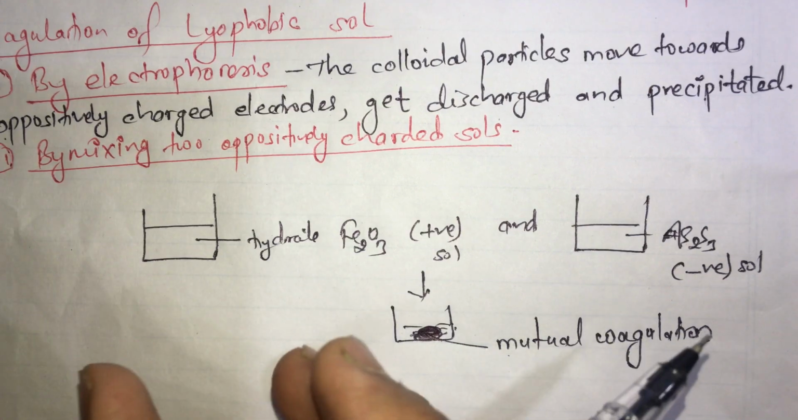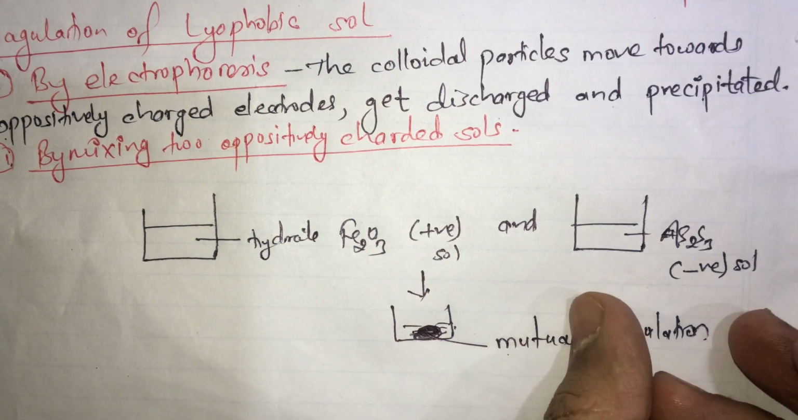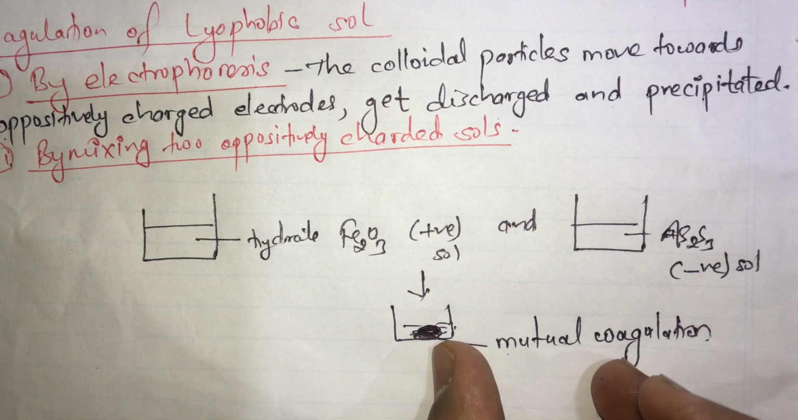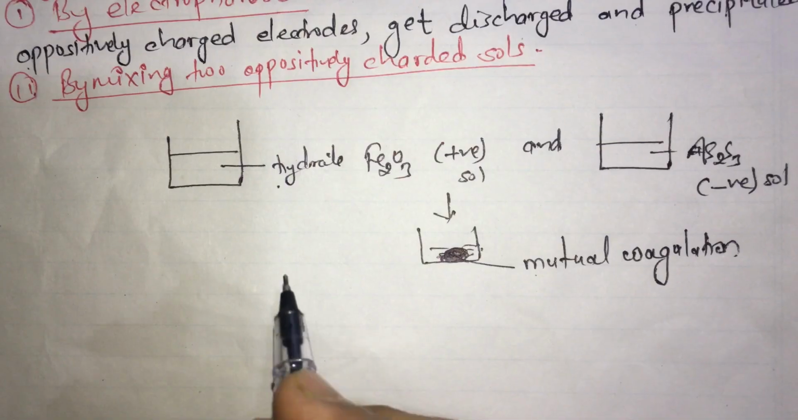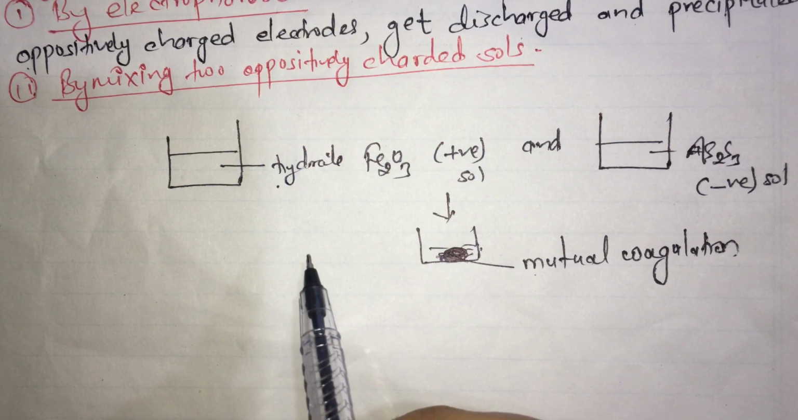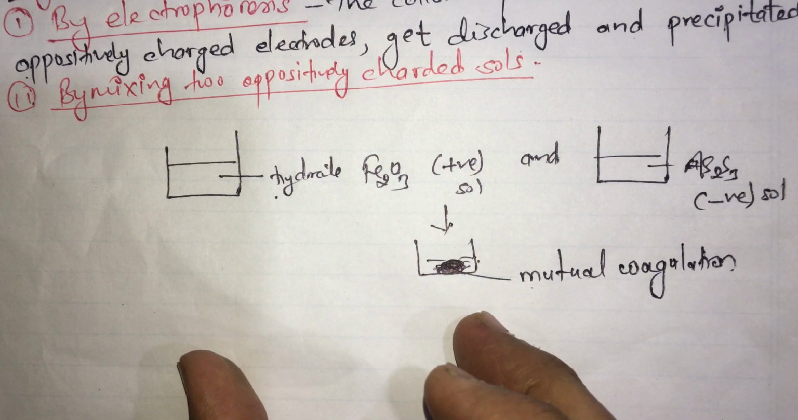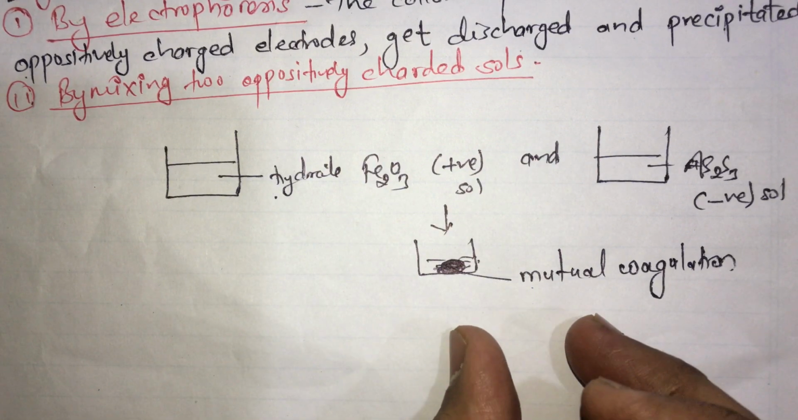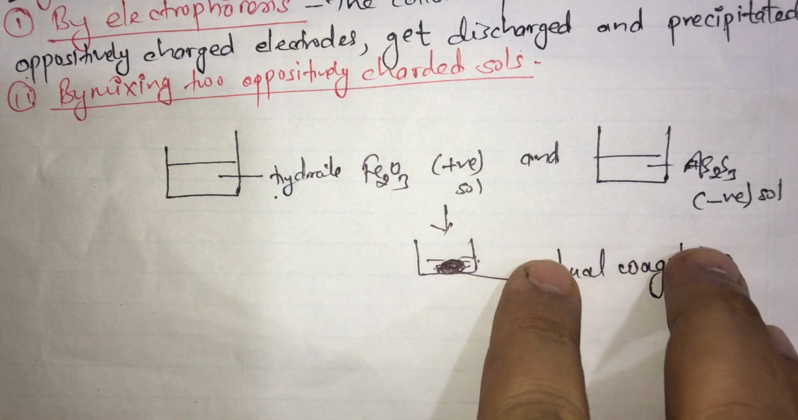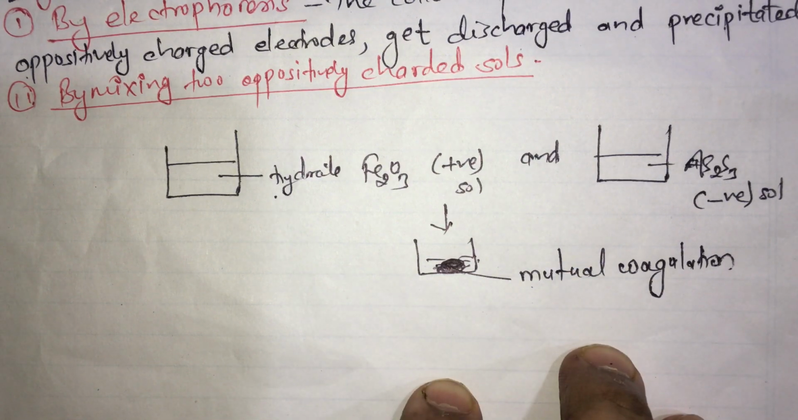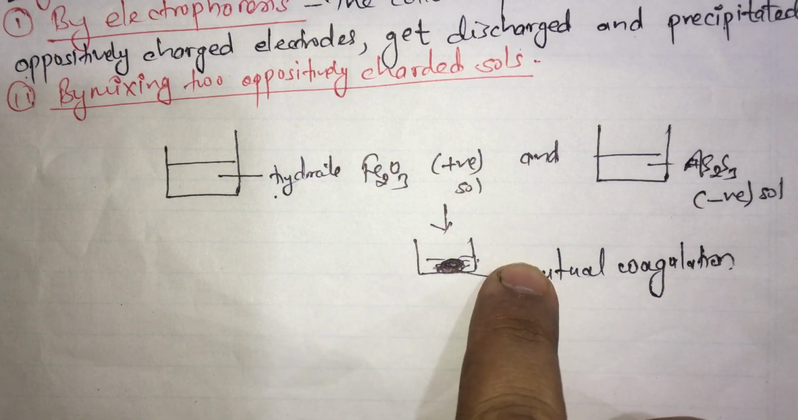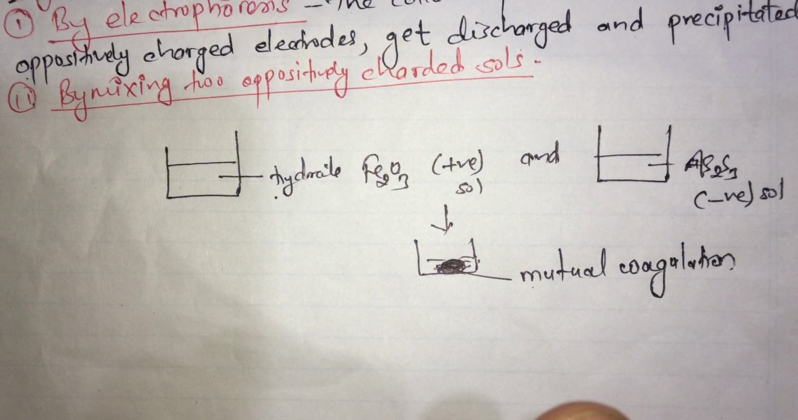So if we mix positive sol and negative sol in equal or almost equal proportion, they neutralize and get precipitated, because the stability of lyophobic sol is due to the presence of charge on colloidal particles. So positive sol and negative sol neutralize each other, lose their stability and finally get coagulated, and they do not get dispersed in the dispersion medium. This is mutual coagulation.